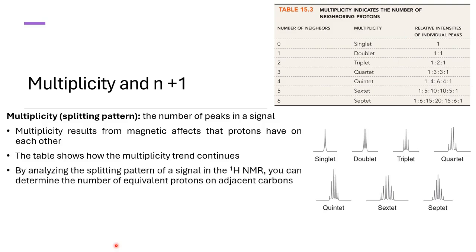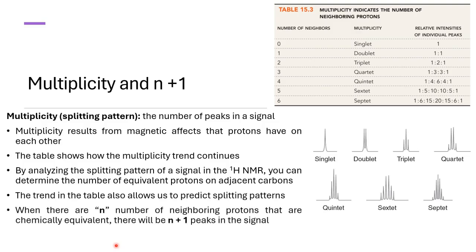By analyzing the splitting pattern of a signal in a 1H NMR spectrum, you can determine the number of equivalent protons on adjacent carbons. The trend in the table also allows us to predict splitting patterns. When there are n number of neighboring protons that are chemically equivalent to the proton that we are looking at, there will be n+1 peaks in the signal. If there are no neighboring protons, we would then expect the multiplicity to be a singlet.